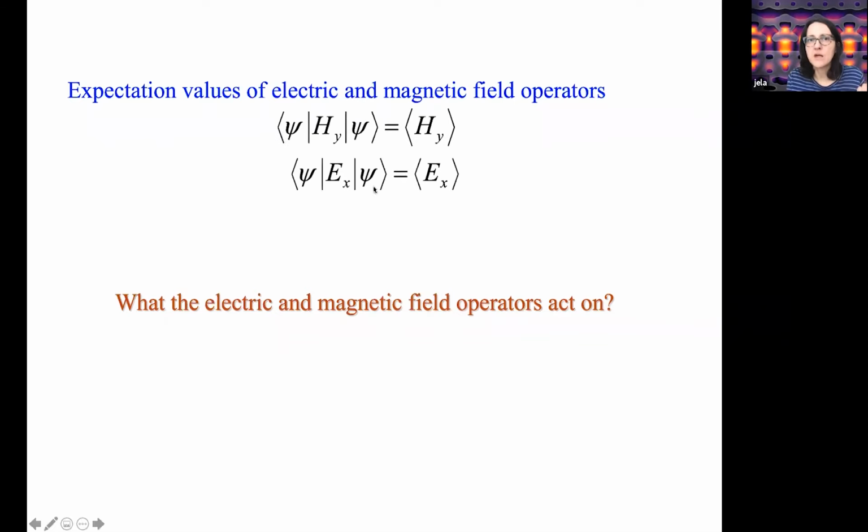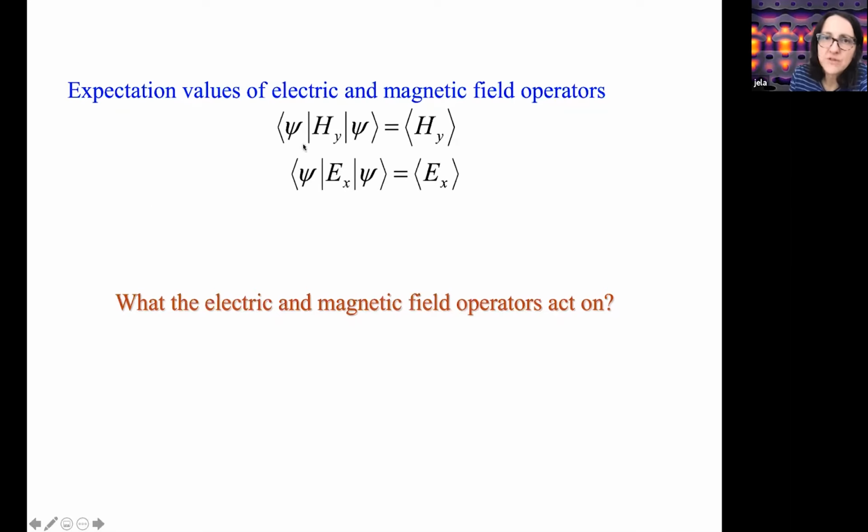Now, the question is, what is the state of the field? What's psi here? What can psi be, right? Psi is some state of the system, which you can represent in terms of the eigenstates of the system. We know the energy eigenstates of the system. So psi can be represented as some superposition of eigenstates of the system, right?